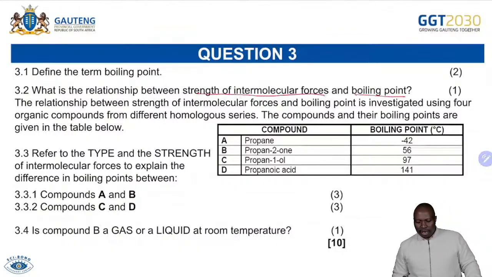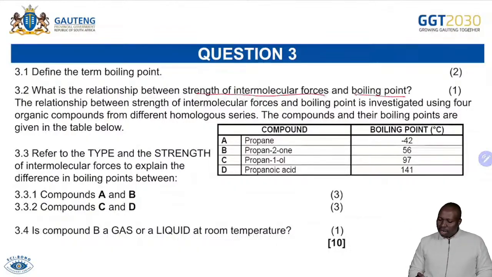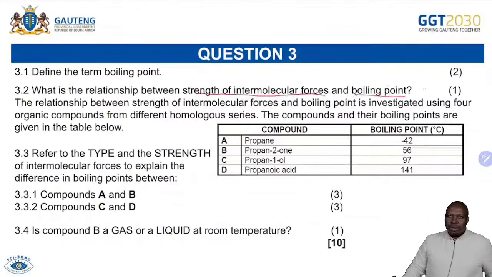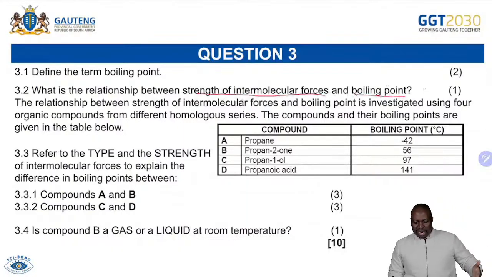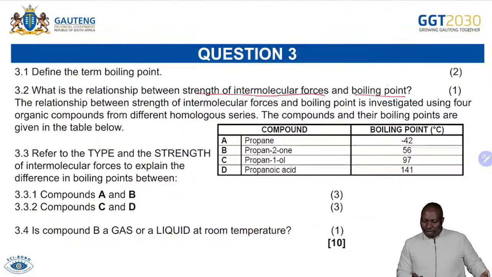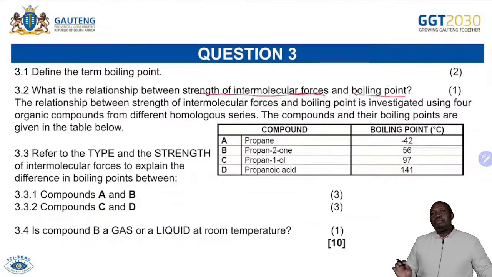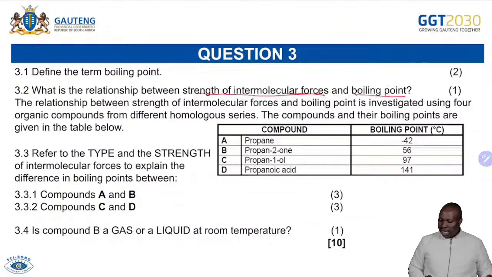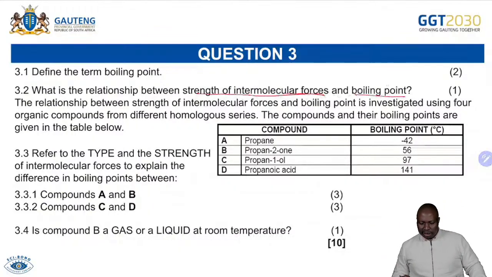We talked about this one, to say as the strength of intermolecular force increases, the boiling point increases. You cannot say directly proportional. We don't use that here in paper 2. We say as the strength of intermolecular force increases, the boiling point increases, not directly proportional. We use that nicely in paper 1, it works well. But here, let's stick with: increasing the strength of intermolecular force, the boiling point will increase as well.